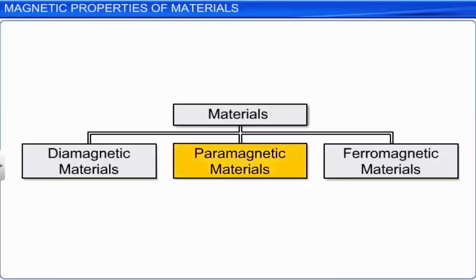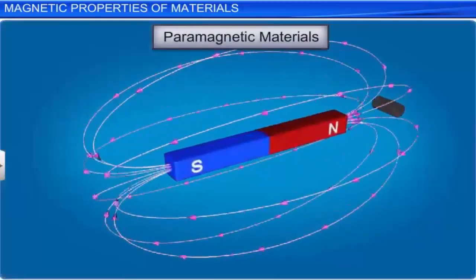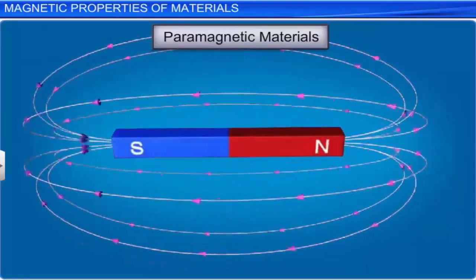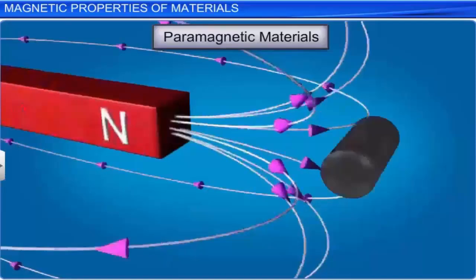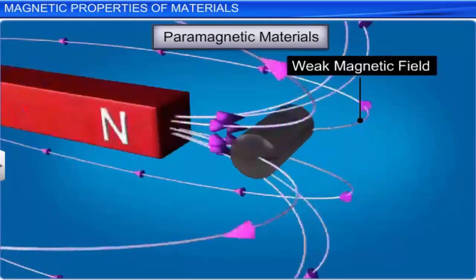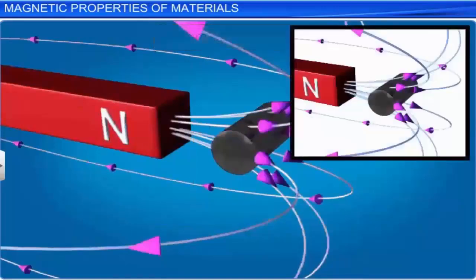Let us discuss paramagnetic materials. Paramagnetic materials are the materials that are weakly attracted by magnets. When a bar of paramagnetic material is placed in a non-uniform external magnetic field, it tends to move from a region of weak magnetic field to a stronger magnetic field. The magnetic field lines get concentrated in the paramagnetic material, and the magnetic field inside the material increases.